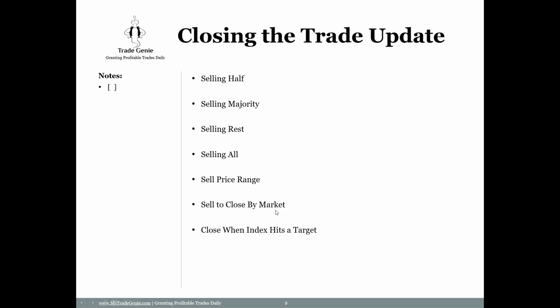Sometimes we send out the alert to sell to close by market. The scenario is this. Let's say it's Friday and it's 12 o'clock and the target is 162 and it's trading at 161.50. So I can say, okay, sell to close by market.